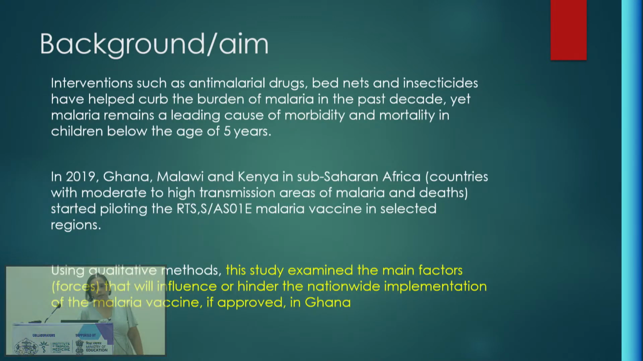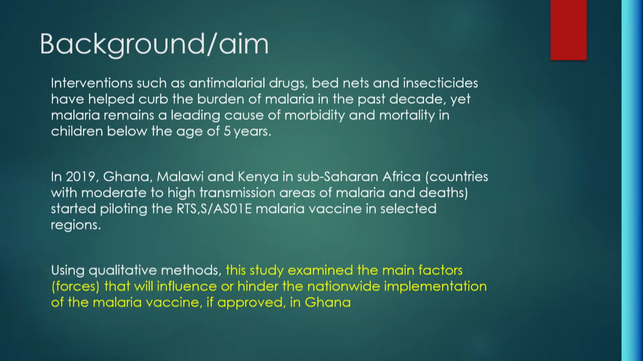Okay, now let's look at the actual paper. Interventions, so this is the background. Interventions such as anti-malarial drugs, bed nets, and insecticides have helped curb the burden of malaria, but malaria remains a leading cause of morbidity and mortality. In 2019, these 3 countries with moderate to high transmission started piloting the malaria vaccine. Using qualitative methods, this study examined the main factors, forces that will influence or hinder the nationwide implementation of the malaria vaccine if approved in Ghana.